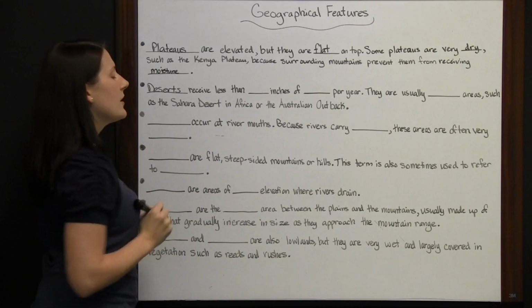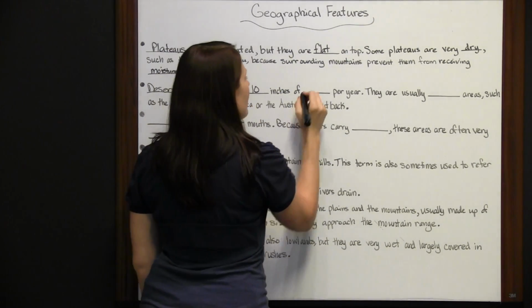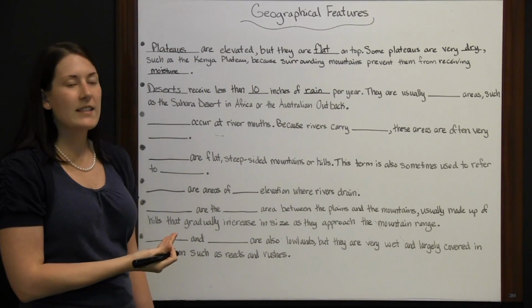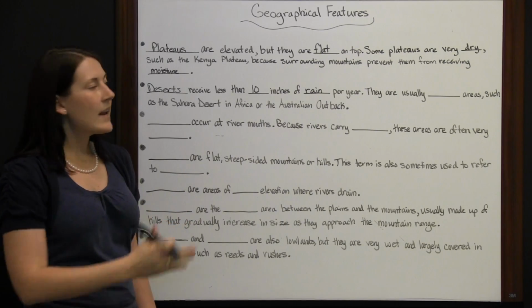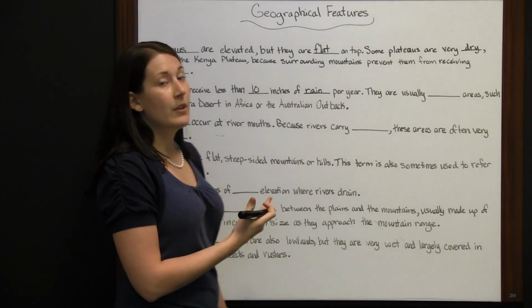Deserts are another common geographical feature, and deserts receive less than 10 inches of rain per year. So that's what classifies an area as a desert. Where you may receive a couple of inches of rain overnight, a desert is only going to see 10 inches of rain or less per year.